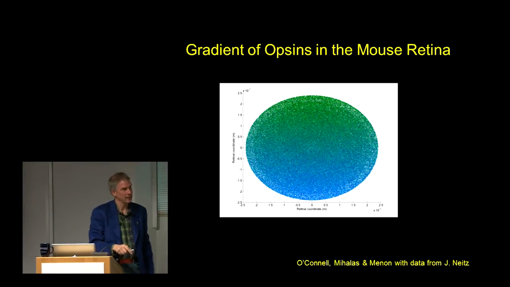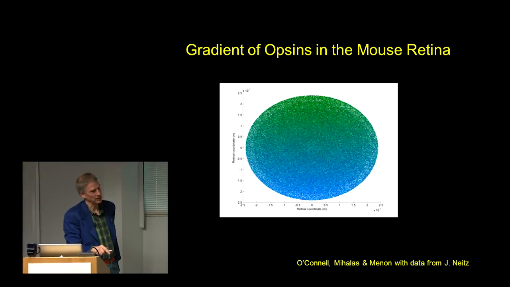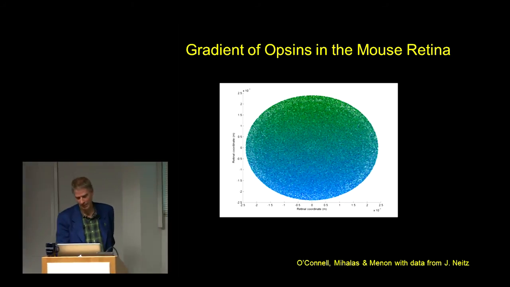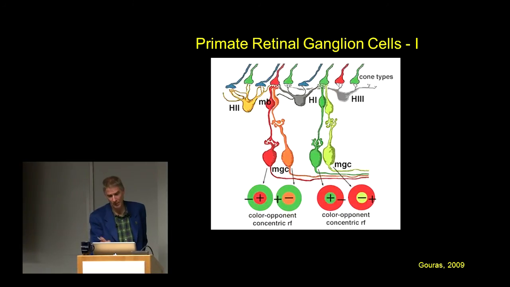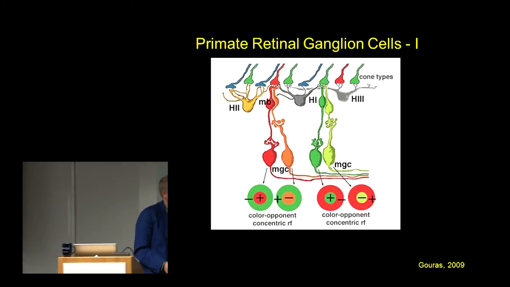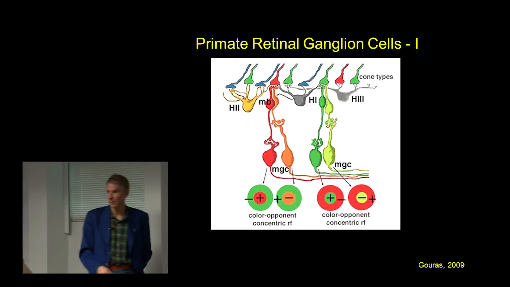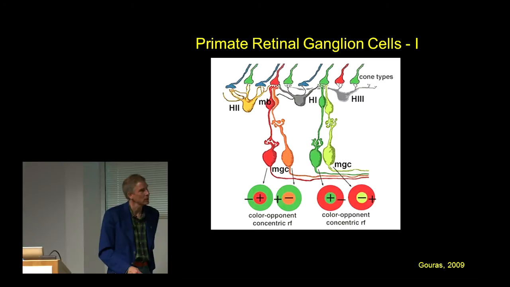Interestingly, these cones are predominantly in the lower part of the retina, which is mainly sensitive to light from above. So there may well be a specialized system, or at least one, that we know nothing about right now.